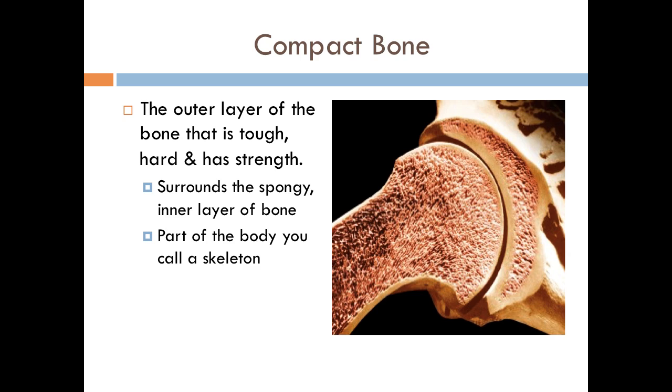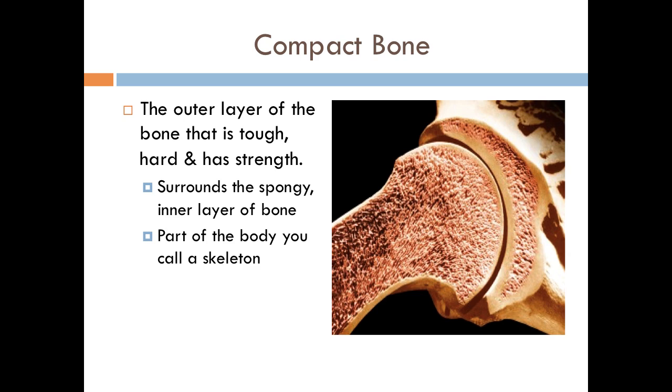There's 2 different types of bone that make up bones. There's compact bone, which is the outer layer of the bone that is tough and hard and has strength. Whenever you touch your arm or your leg, the bone that you're feeling, that's the outside, that is your compact bone. It's that outermost layer, and it's hard. It surrounds the spongy inner layer of the bone, and it's the part of the body that you actually call the skeleton.